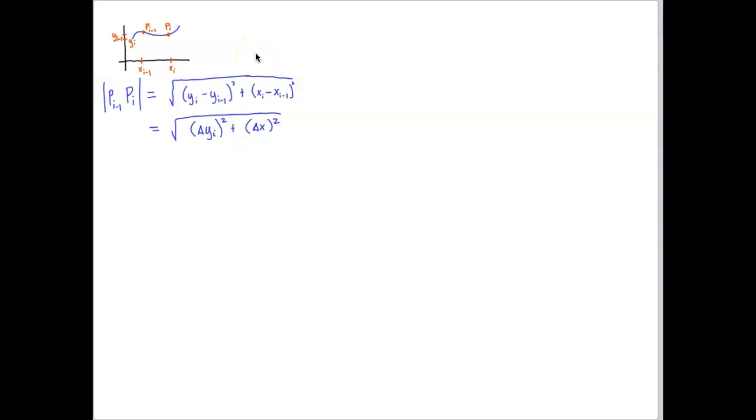Sorry, that's a good question. The reason we notate it delta yi instead of delta y is that delta x is created by us. It's the same across the entire interval, but delta y may be different depending on where we are in the curve. It depends on the function itself. So it's just to differentiate that all the delta y's won't necessarily be the same.